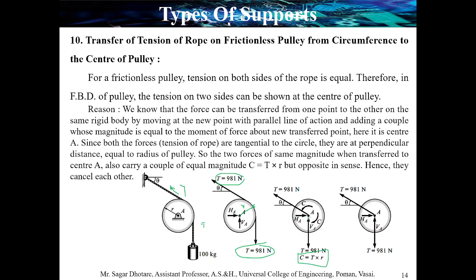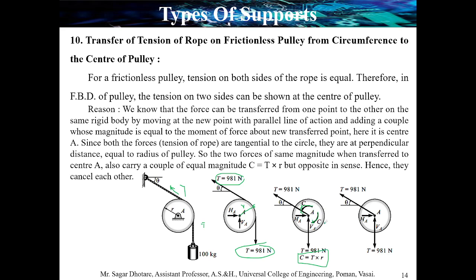Now look at the direction. It is in upward direction, and this is in downward direction. So one couple is acting in the anti-clockwise direction and this one in the clockwise direction. Both couples have the same magnitude and equal and opposite direction, so both are getting cancelled.